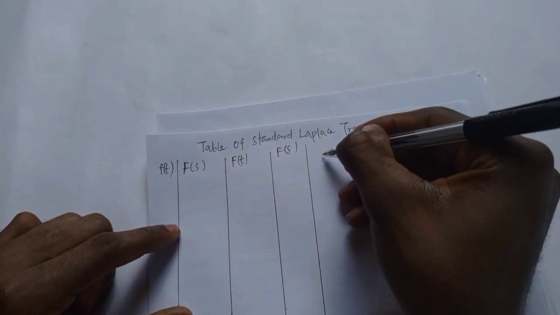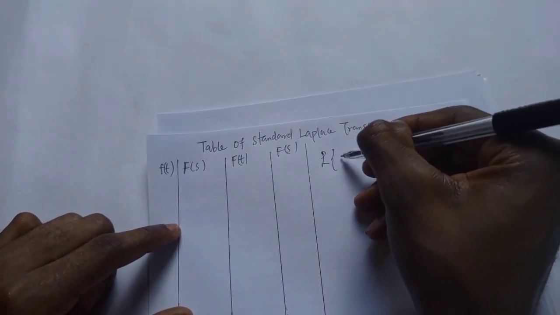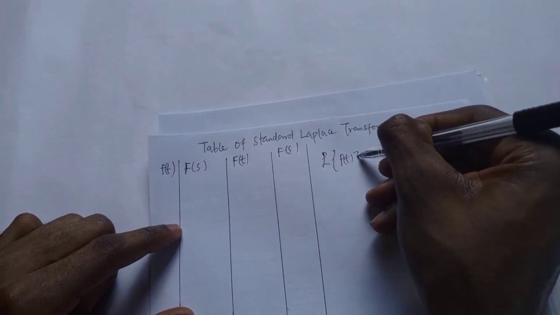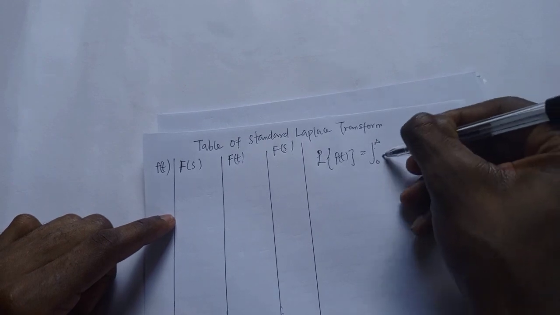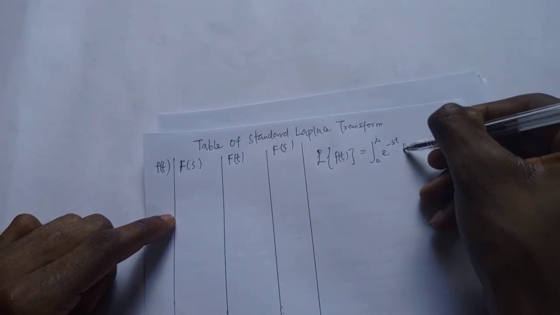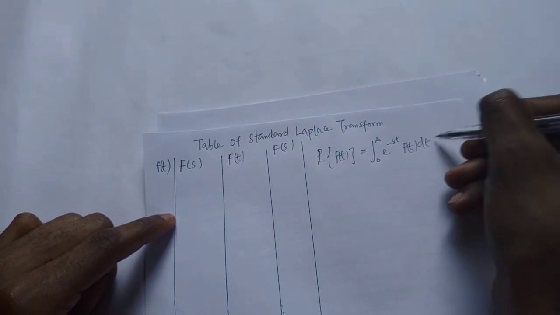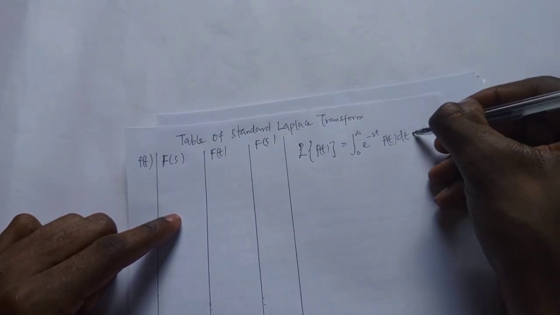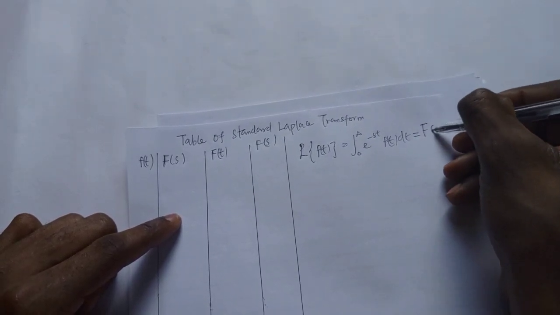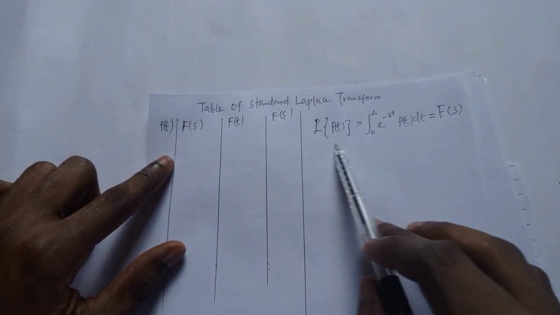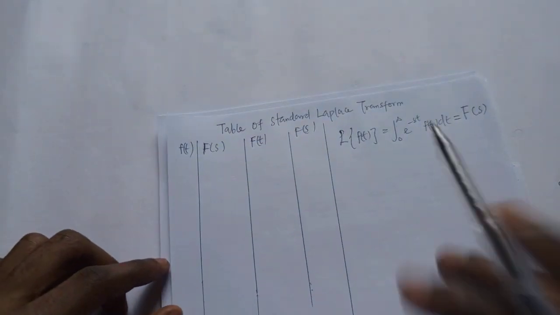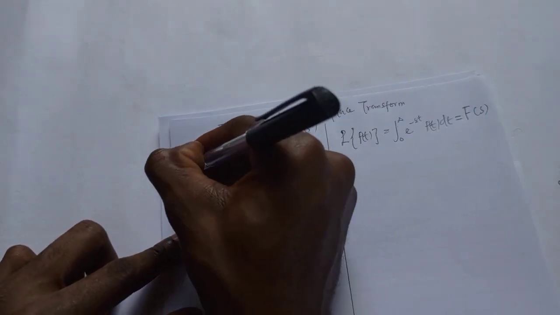When you say Laplace of f of t, Laplace of f of t is equals to the integral of 0 to infinity exponent of minus st f of t dt. Okay, so this whole integral is equals to f of s. So anytime you see f of s, I'm trying to tell you the Laplace of f of t. Okay, let's go. So the first f of t that we did was a.